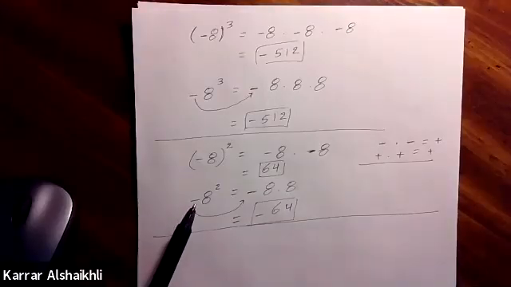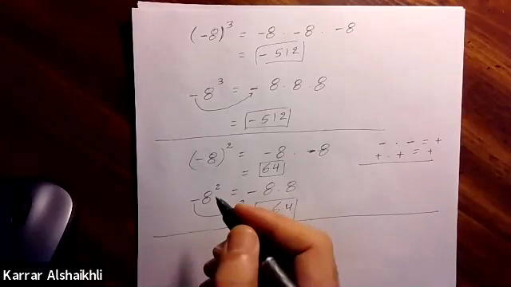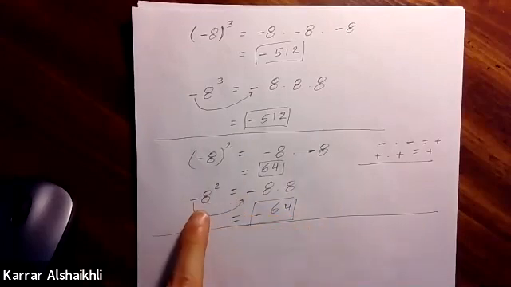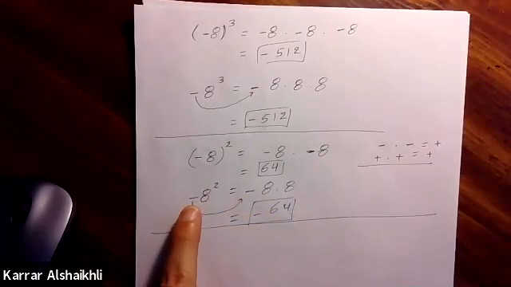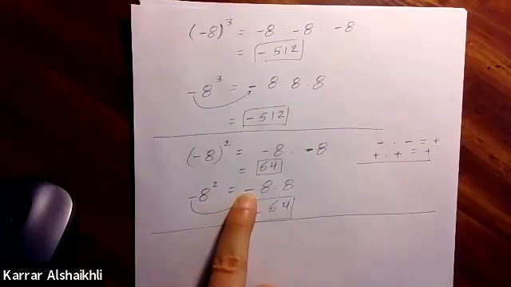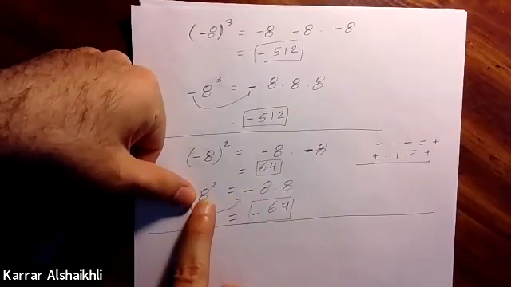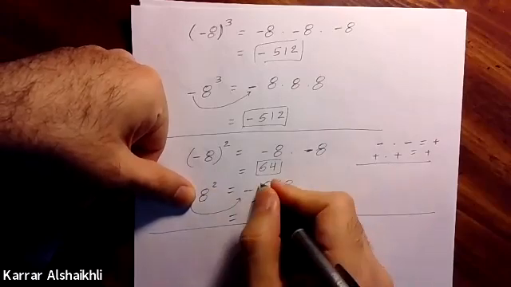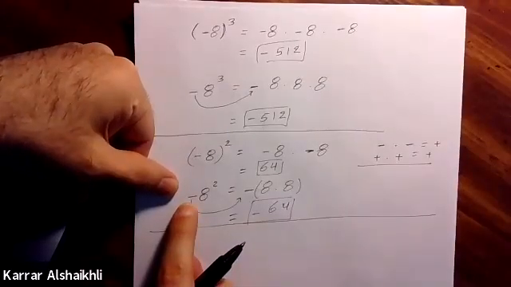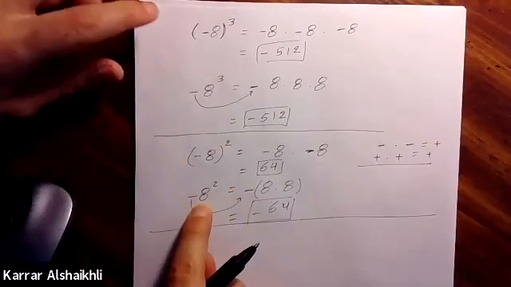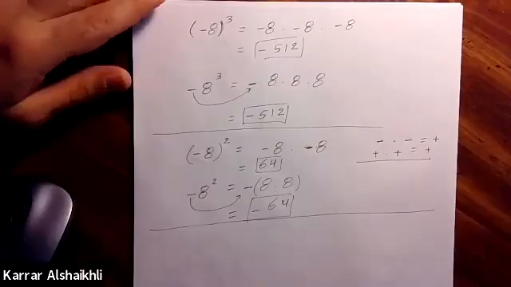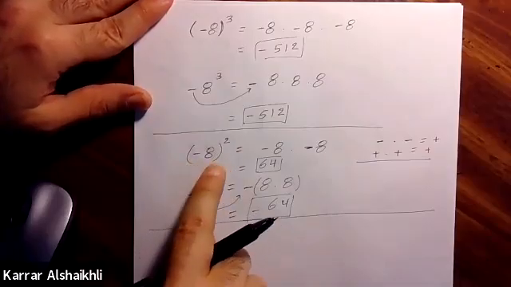No, because in this example, the square is only for the 8, not for the negative sign. That's why I'm going to write down the negative sign. And you see the 8? I squared the 8, 8 times 8. I squared only the 8. I'm not going to square the sign, because the square is only for the 8. The square applies to the sign only when the sign is inside the parentheses. That's the difference. You got it?